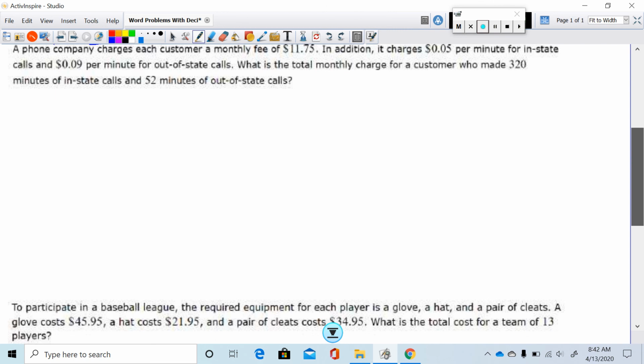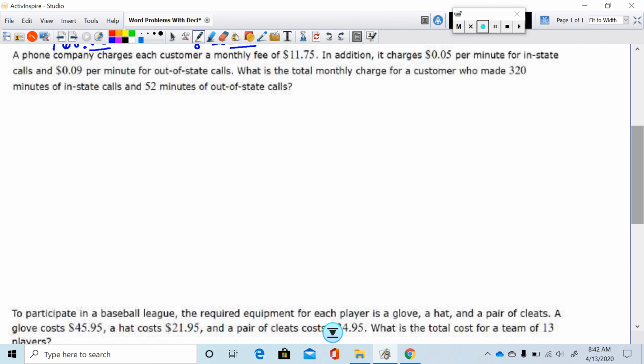This next one I'm actually not going to use lattice multiplication at all, and I'll explain in a moment. A phone company charges each customer a monthly fee of $11.75. Everybody's got to pay that. In addition, it charges 5 cents per minute, so that means the 5 cents needs to get stuck to the M, like this.